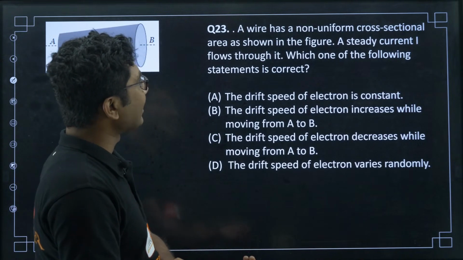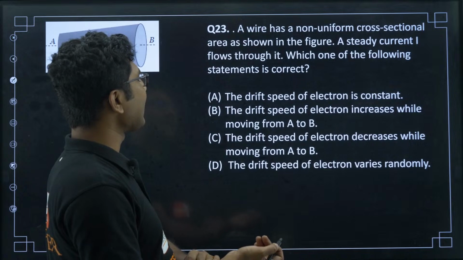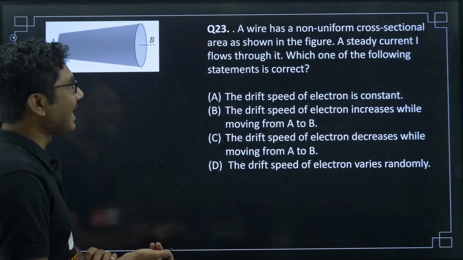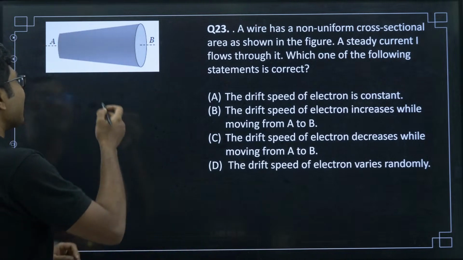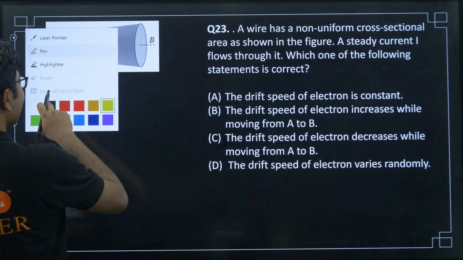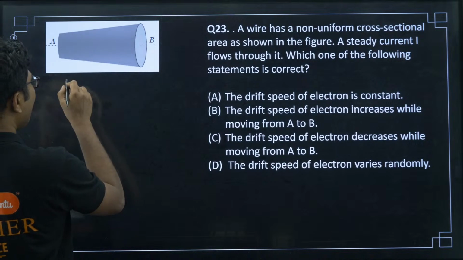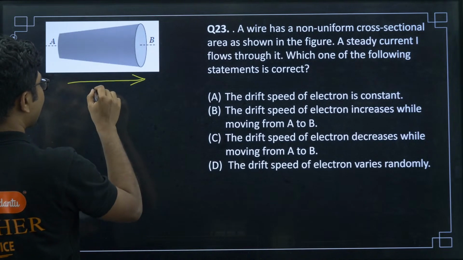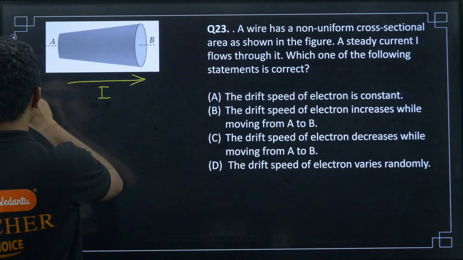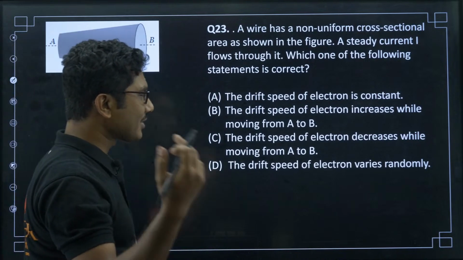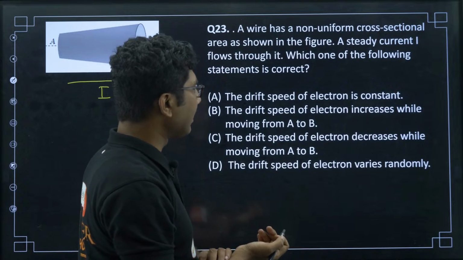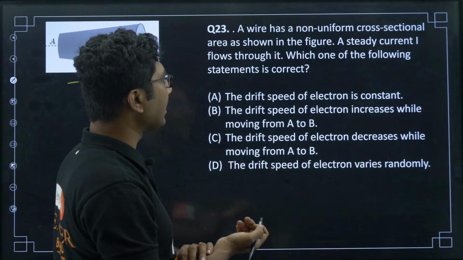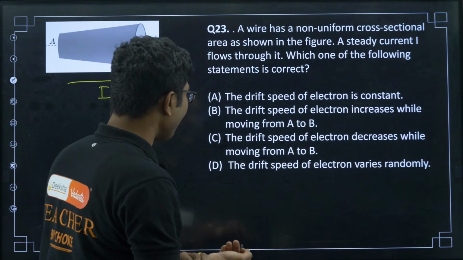A wire has a non-uniform cross-sectional area as shown in the figure. A steady current I flows through it. Which of the following statements is correct? Another similar question related to drift velocity. Only thing is that here they have given you the conductor directly. So, steady current I is flowing. Now, if you have understood the previous question, you can answer. The drift speed of electron is constant. The drift speed of electron increases while moving from A to B.